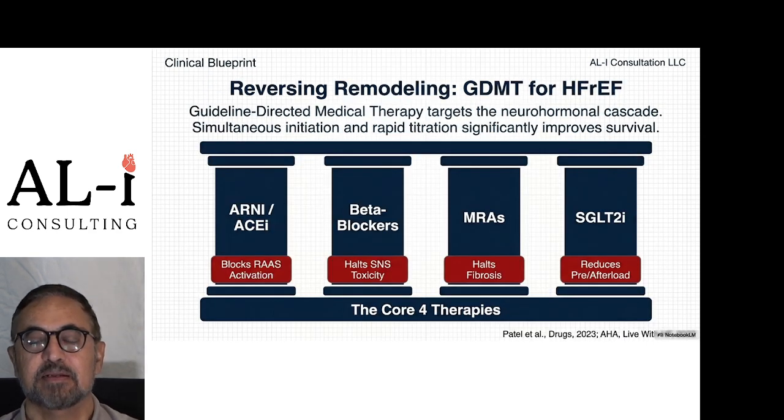You can reverse remodel using guideline-directed medical therapy. ACE and ARNI are one pillar. Beta blockers are a second pillar. MRAs such as spironolactone are a third pillar. SGLT2 are a fourth pillar. SGLT2 works across heart failure reduced ejection fraction, heart failure mid-range ejection fraction, and heart failure preserved ejection fraction. Beta blockers should be avoided in heart failure preserved ejection fraction.